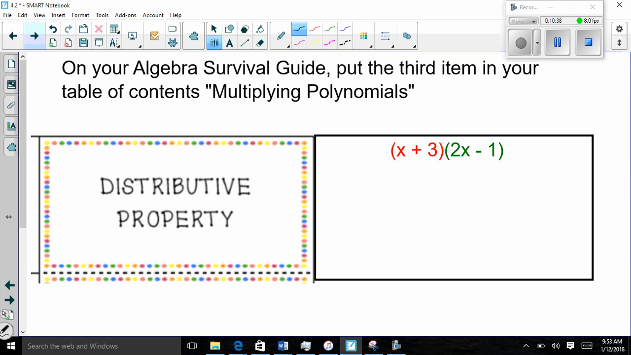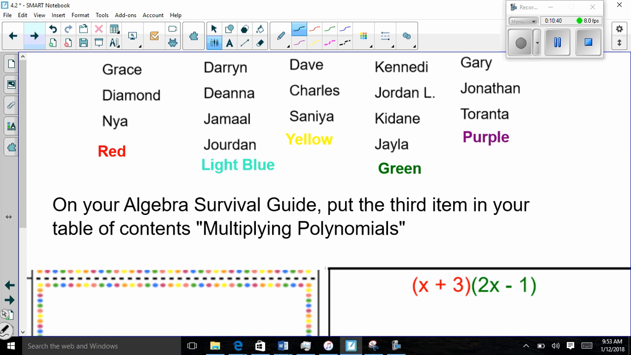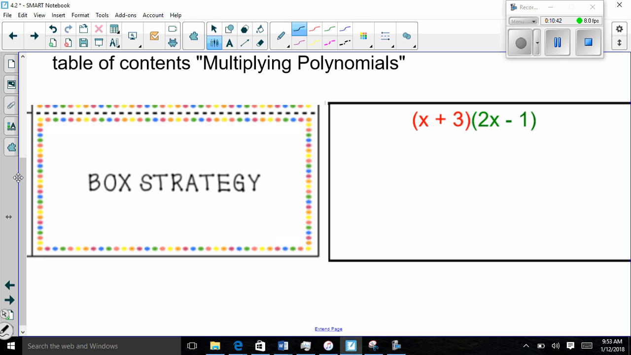But for now, I'm going to get started with our notes for today, which is multiplying polynomials together. At the end, you're folding it like this in half, and then you're gluing this to your next page of notes. You're folding it up, your notes.